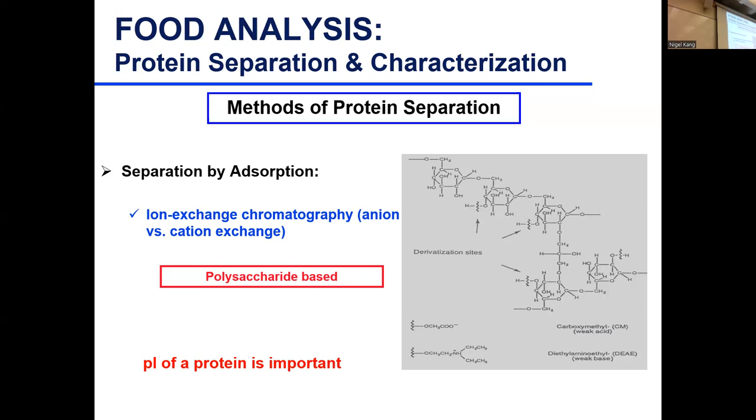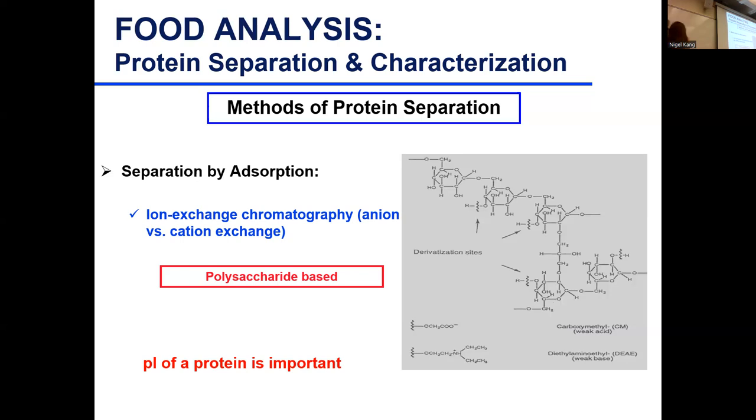The most important point is that to do ion exchange chromatography, you need to avoid the isoelectric point. Why? Because the net charge of protein is zero and protein can precipitate. And if it precipitates, your column is gone. You don't have a column. You want to avoid isoelectric. So if you are going to use an ion exchange chromatography, you should use a buffer that has a pH higher than the isoelectric point of your protein.